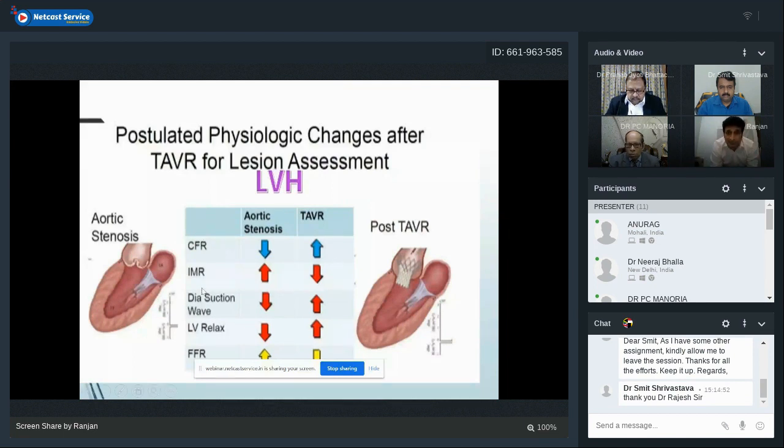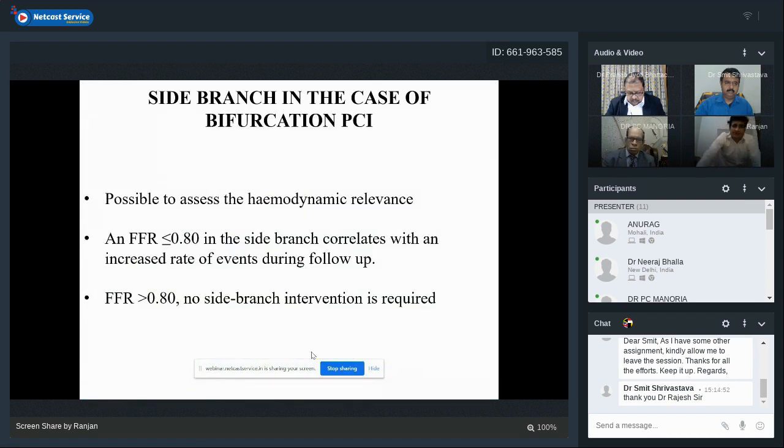So for example, in an AS patient, FFR was negative, but post-AVR, FFR becomes positive, because post-AVR you have relieved the LVEDP and hence the FFR becomes more significant, appears more significant post-TAVI. So LVH does have an effect. There are too many things which do affect FFR, so it's very important we see it.